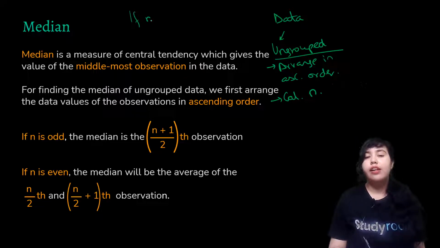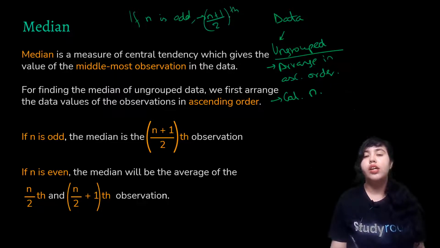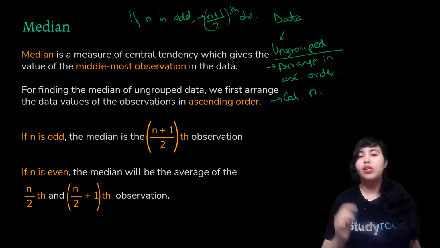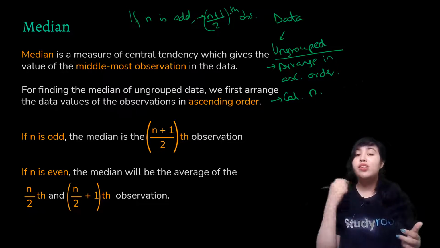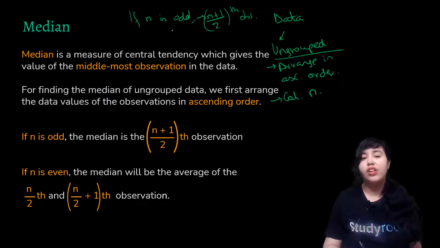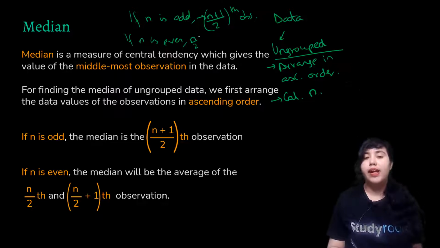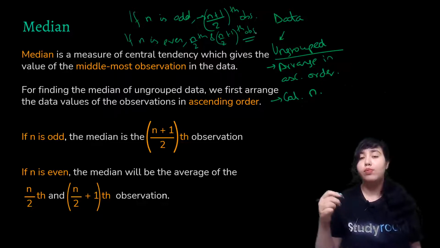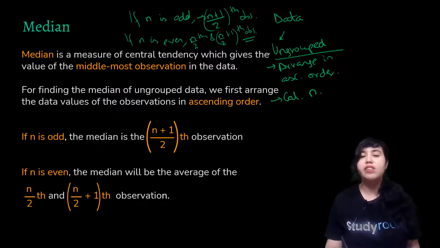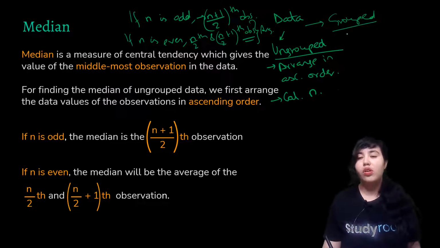So if this n is odd, then your n plus 1 upon 2th observation will be your median. Okay, n plus 1 by 2 will not be the median, but n plus 1 by 2th observation would be the median. So be very careful. Then if n is even, then you take the average of the 2 middle terms, which will be n by 2th and n by 2 plus 1th observation. Again, I said that they are observation numbers and not the observations themselves. So you have to take the average. Okay, and if it is grouped data, like we had a formula for mode, we have a formula for median also. So here you need to directly use the formula.